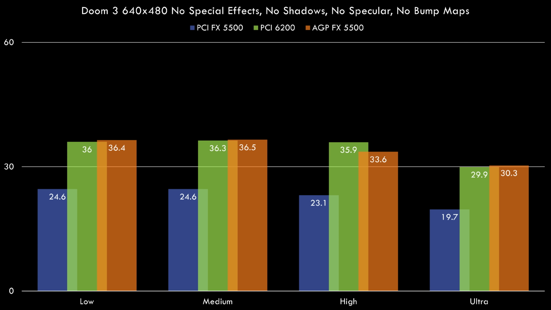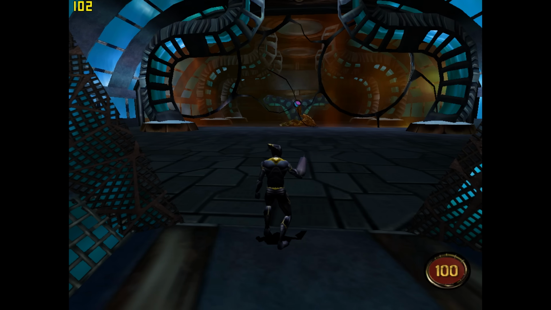And what is interesting is that both the 6200 and the AGP version of the FX 5500 kind of perform at the same level. Yes, we are getting fairly playable frame rates, but you have to keep in mind this is really with the lowest details, and Doom 3 does not look nice at these settings. So now let's have a look at some gameplay footage.